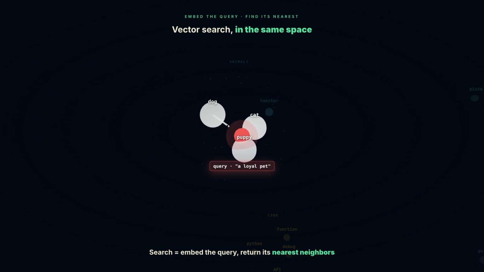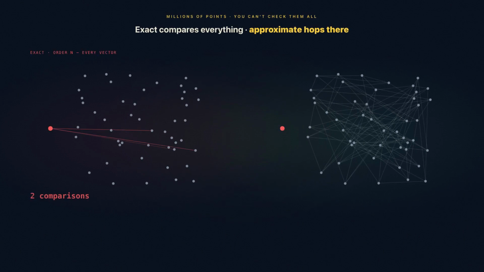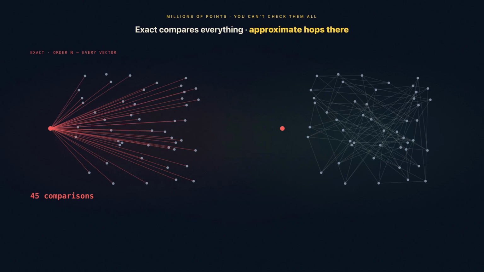But a real corpus has millions of points. You can't check every one, or can you? Here's the honest catch. Finding the true nearest point means comparing your query against every single vector. That's order n, fine for thousands. Far too slow for millions on every search. So you switch to approximate nearest neighbor.